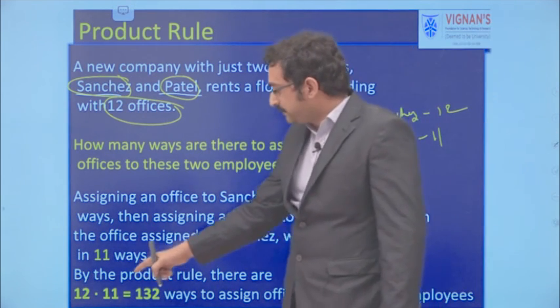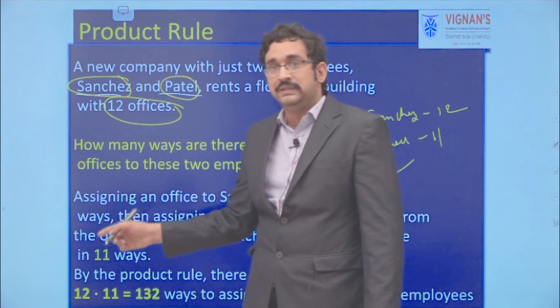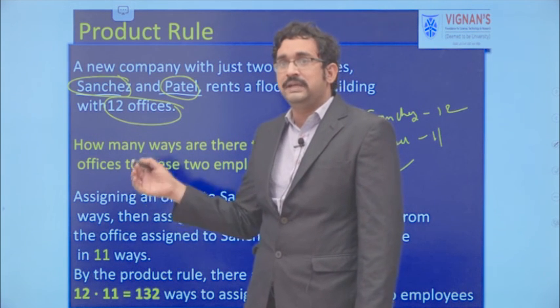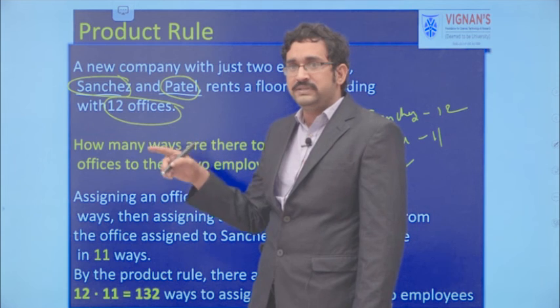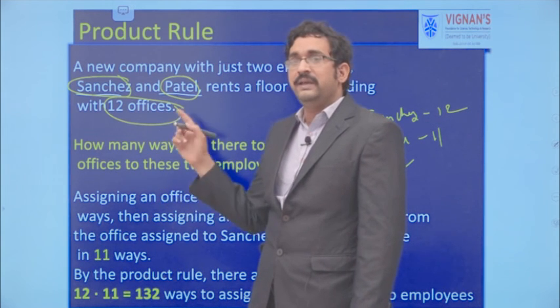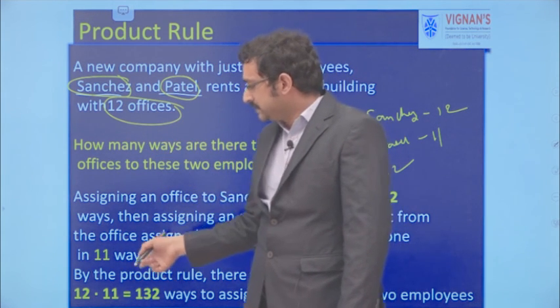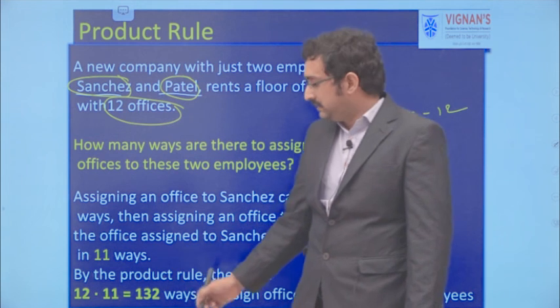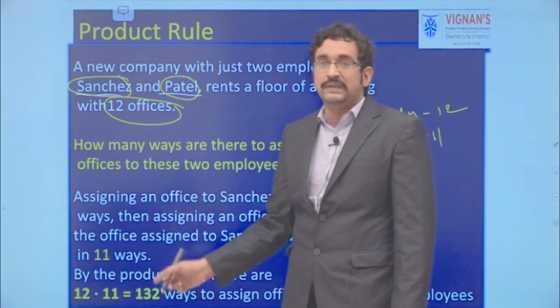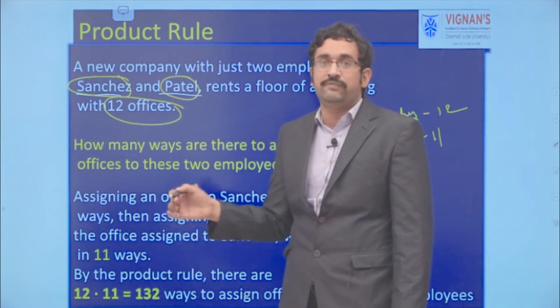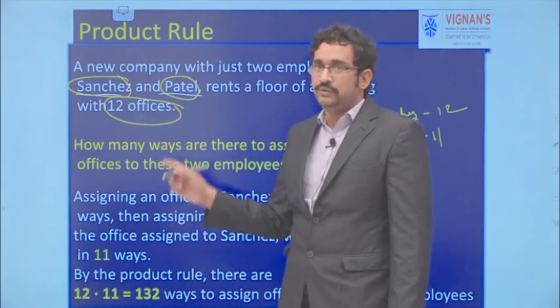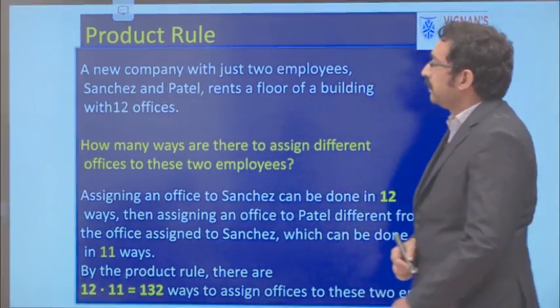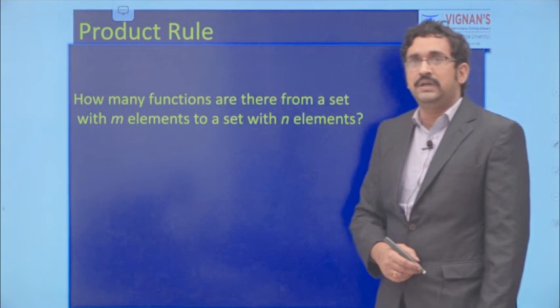So for the first person there are 12 options. For the second person, except the office allocated to the first person, the remaining 11 can be assigned. That's why there are 12 into 11 equal to 132 different ways to assign 12 offices differently to these two employees. So this is also another example for the product rule.